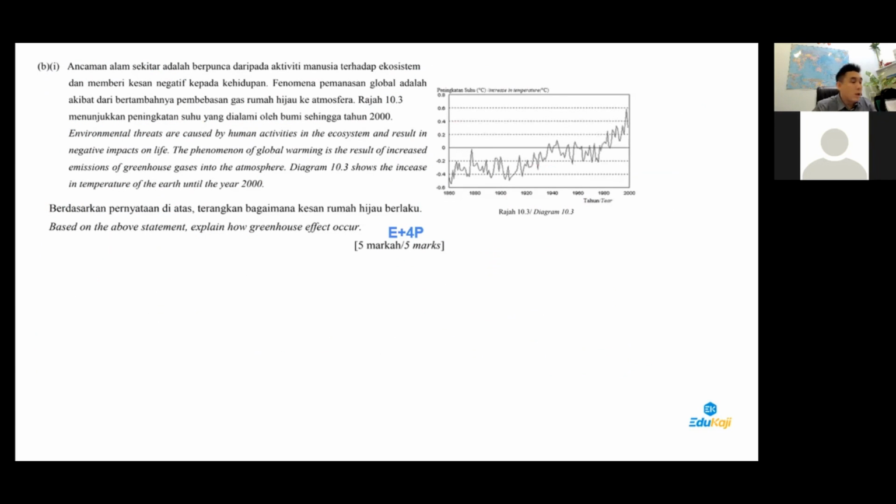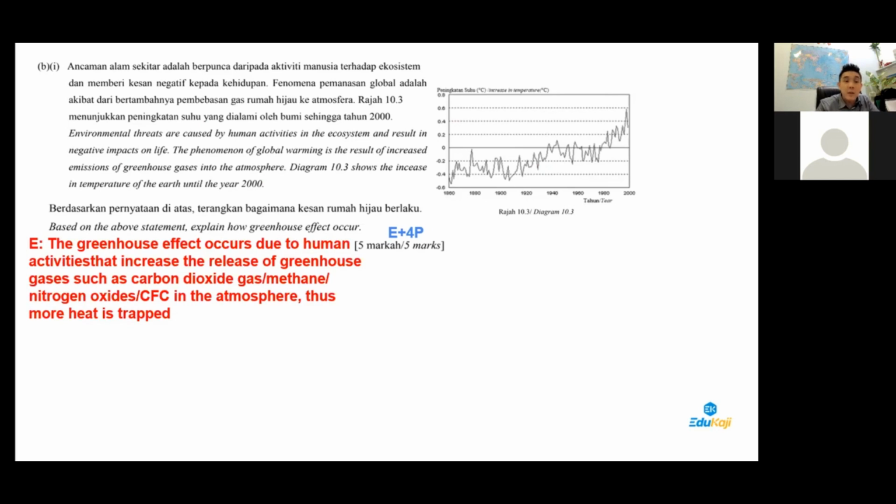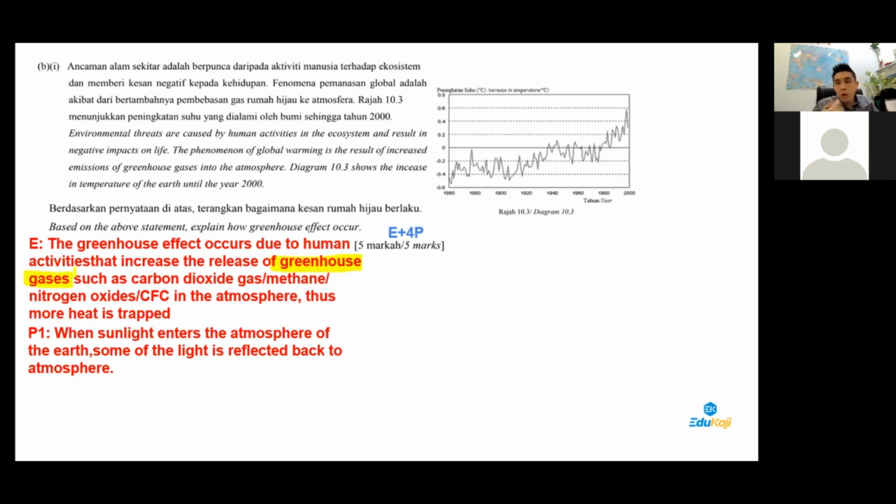Okay, guys. B2. Based on the above, explain how greenhouse effect occurs. So they are showing the increase in temperature over time. Okay, so greenhouse effect occurred due to greenhouse gases. That must be your first point. Greenhouse effect, guys, is due to greenhouse gases. Why greenhouse gases? Because all these are the greenhouse gases. Because of greenhouse gases. So talk about the process.